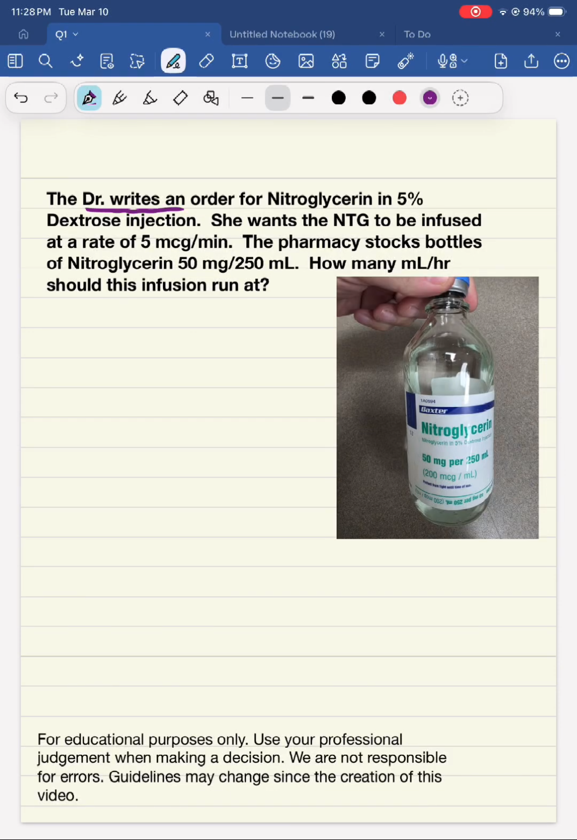Okay, so we have, a doctor writes an order for nitroglycerin in 5% dextrose injection. She wants nitroglycerin to be infused at a rate of 5 micrograms per minute. The pharmacy stocks 50 milligrams per 250 ml. How many ml per hour should the infusion run at?